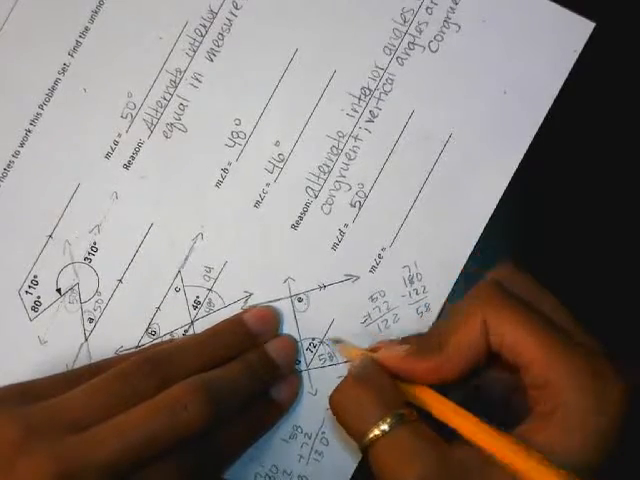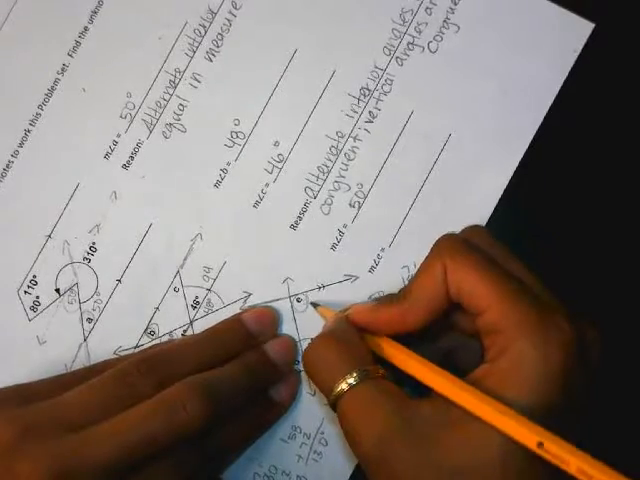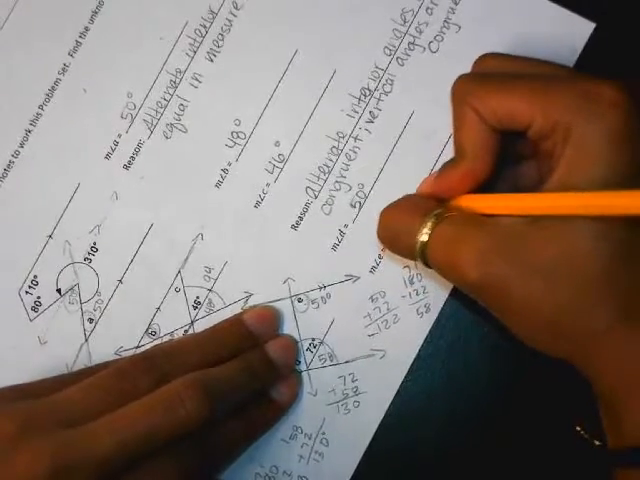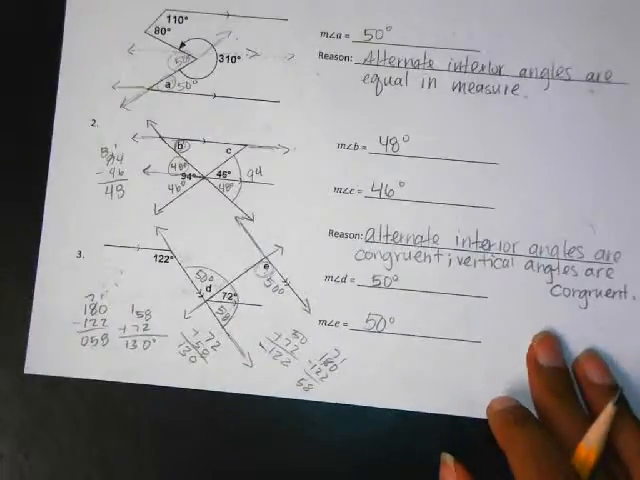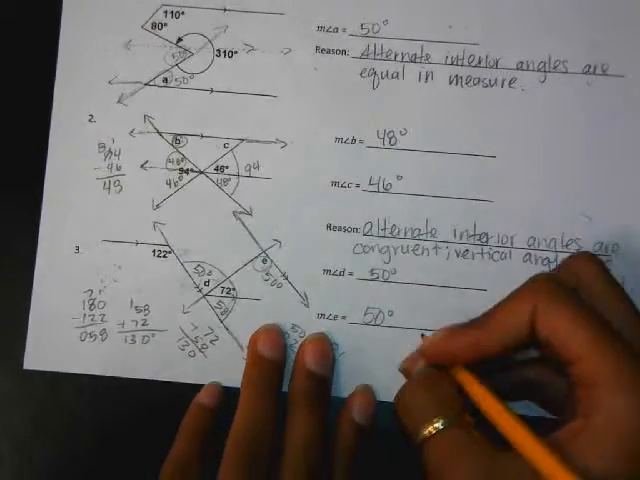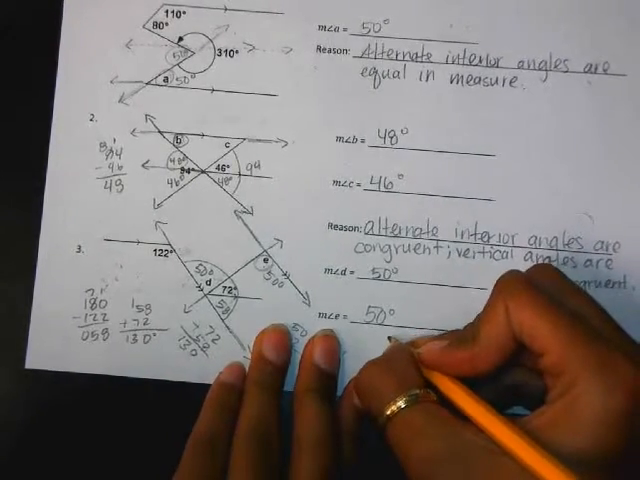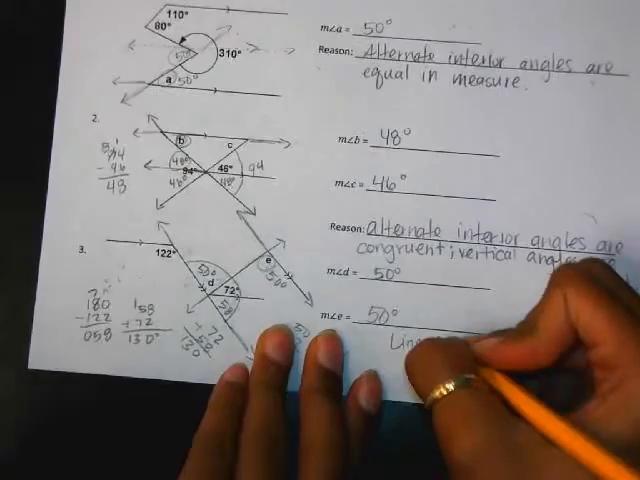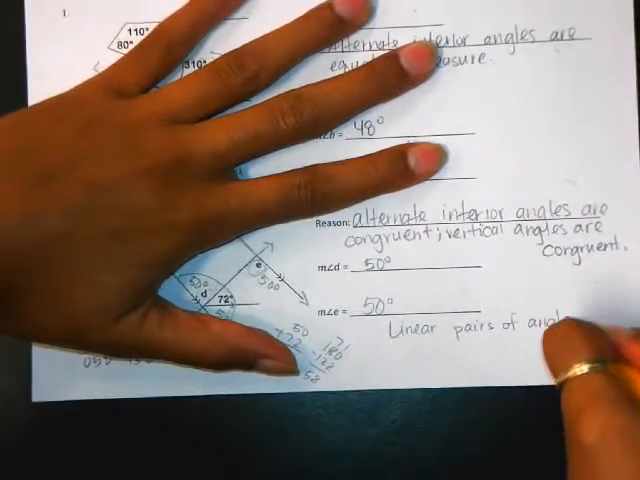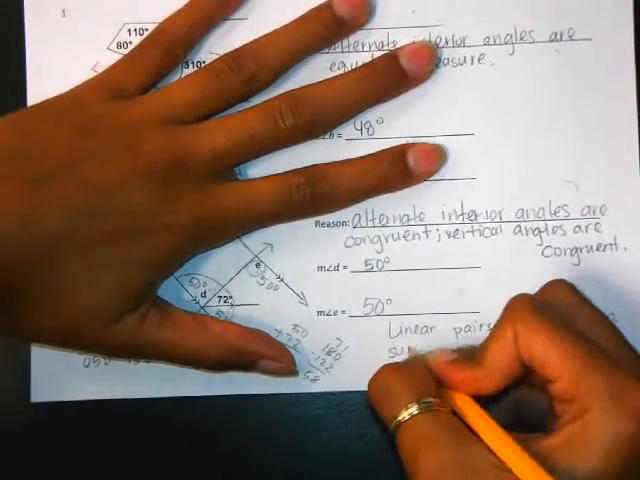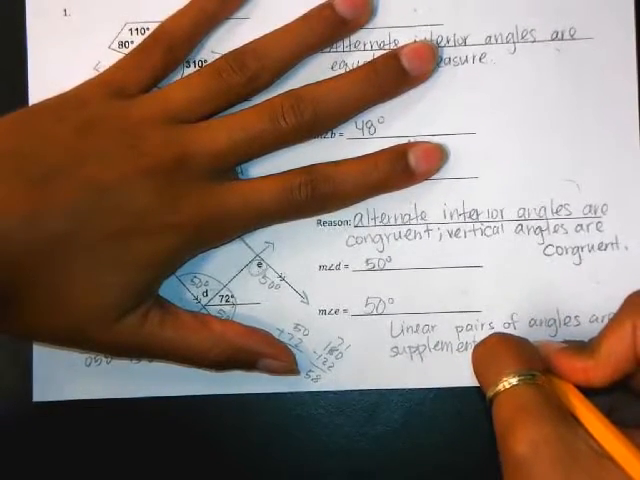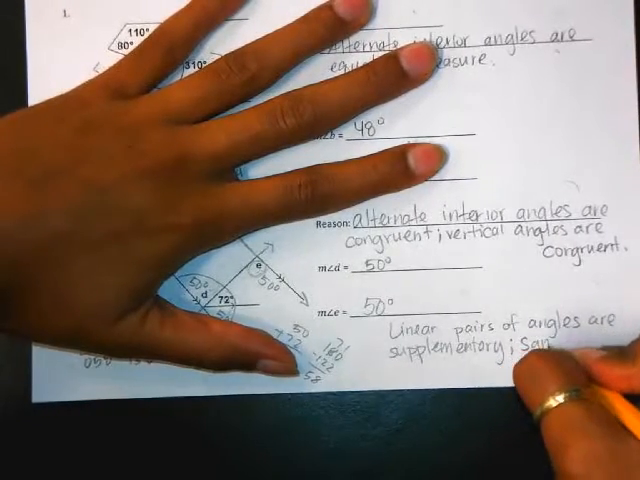Now, what reasons did we use to figure that out? The reasons we used were that linear pairs of angles are supplementary, and we also used the fact that same side interior angles are supplementary as well.